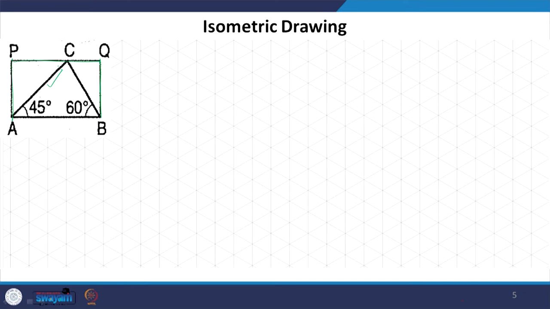Now, since AC and BC are non-isometric lines, we cannot establish where this point C will come. There are two ways of doing this. One very simple way is to make this rectangle, where we know how much PC and CQ are, and we do it like this, which is rather the way. So, this is what we are going to do here.